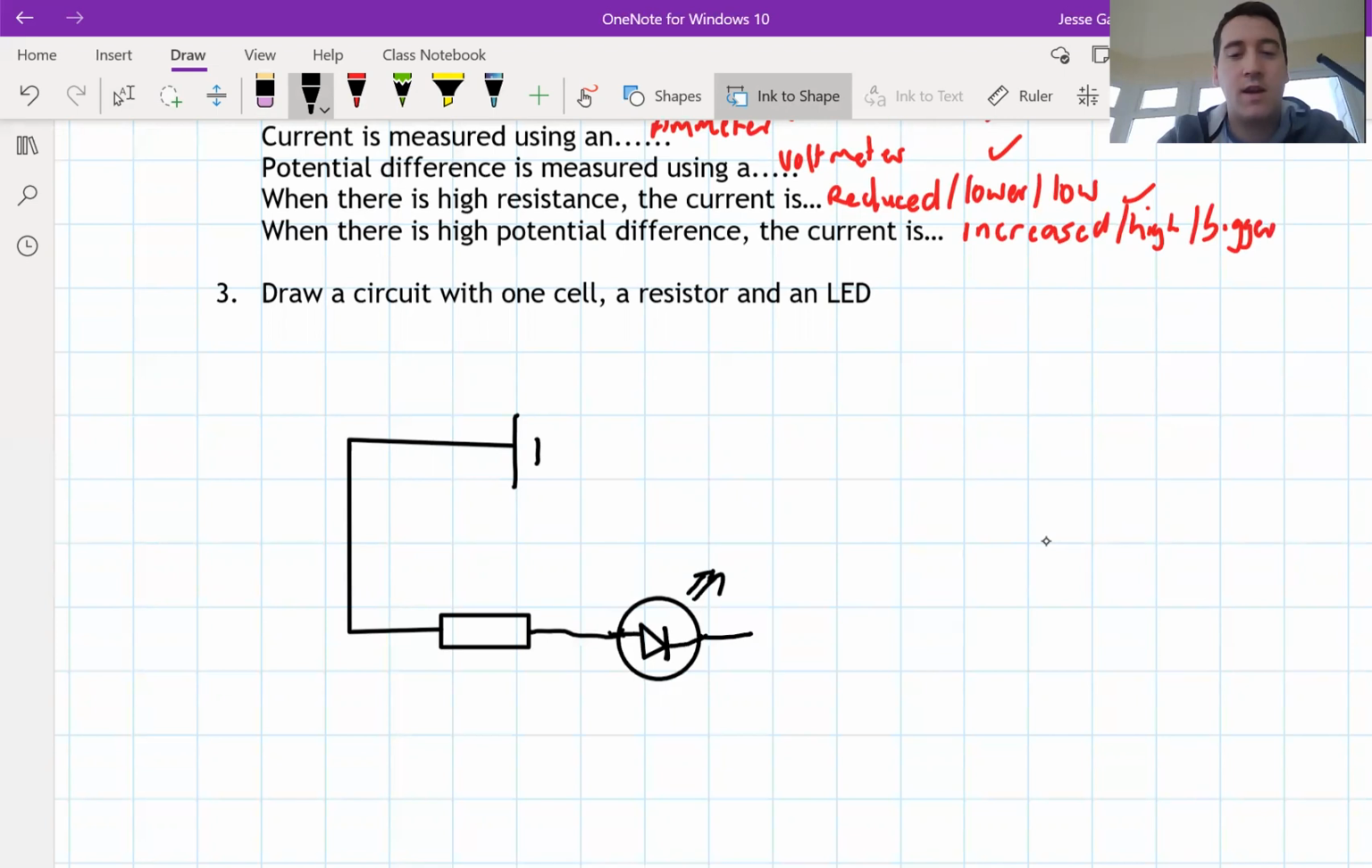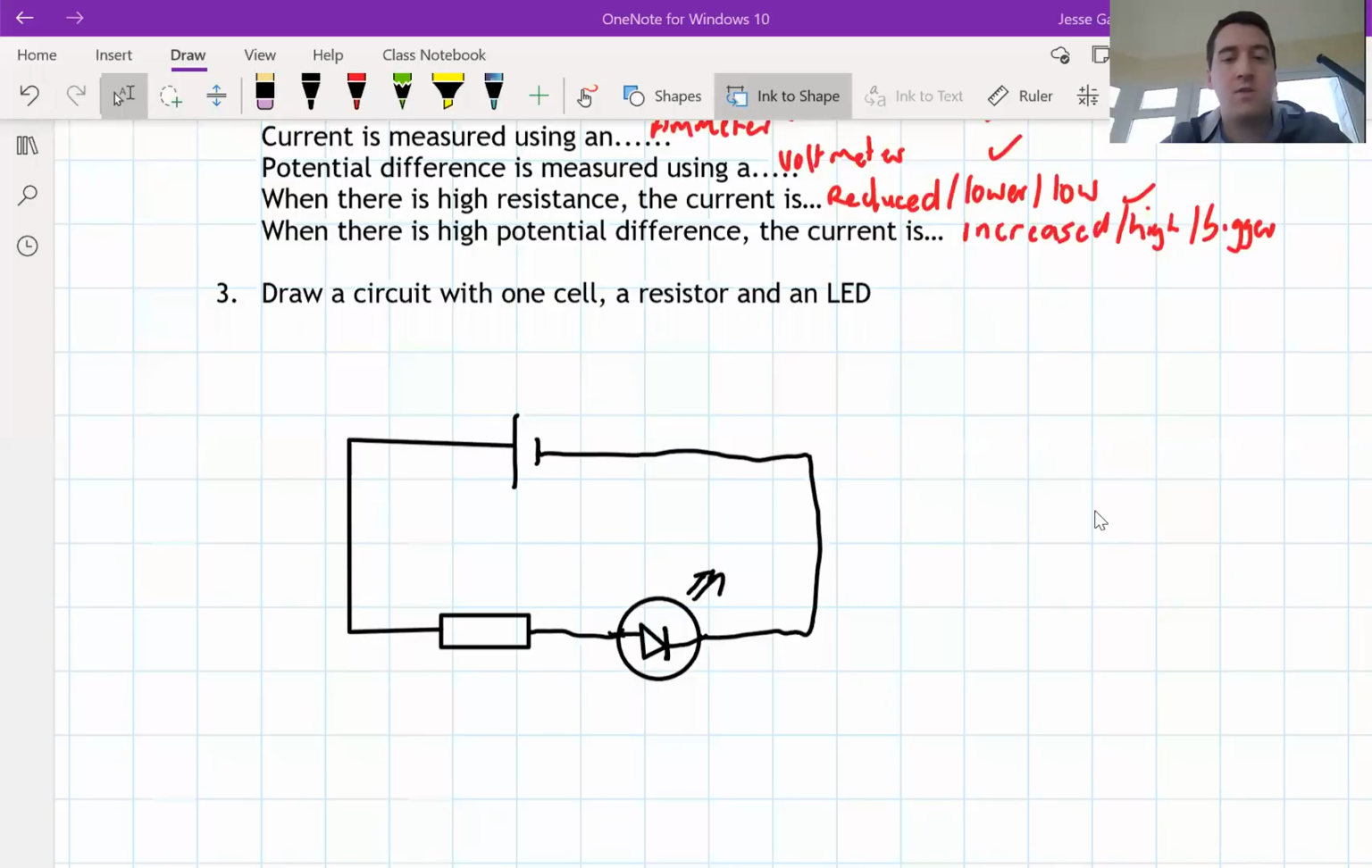It is a diode, and it's a light emitting diode. And then the wires connect back up like that. All right, so that is a circuit with one cell, with a resistor, and with an LED. So just check that, and if you don't have it right, fix it up for me now. Okay, so make sure you do fix it up before we move on.